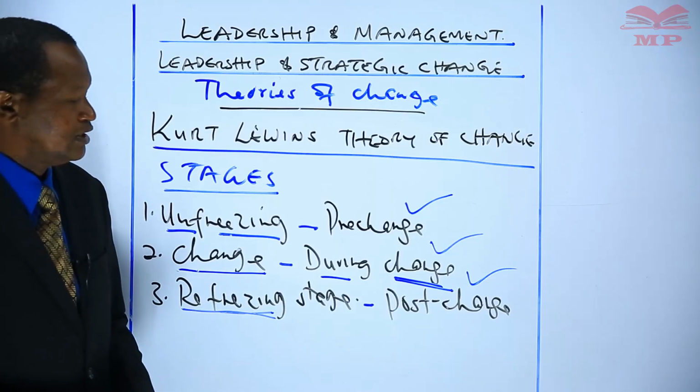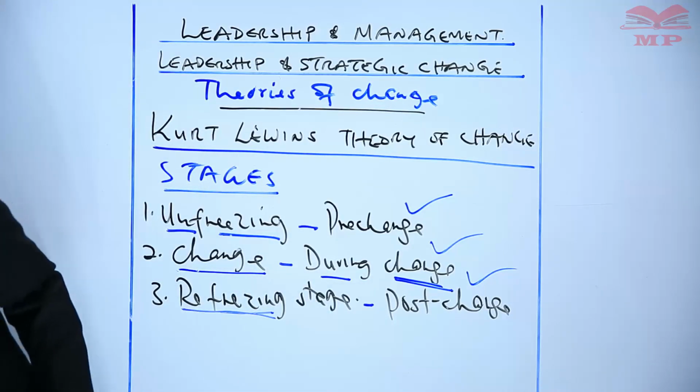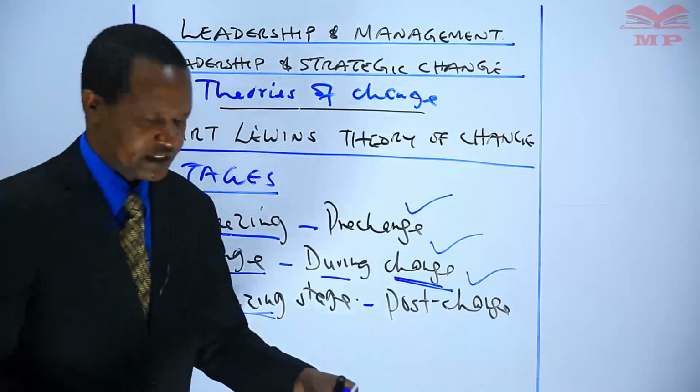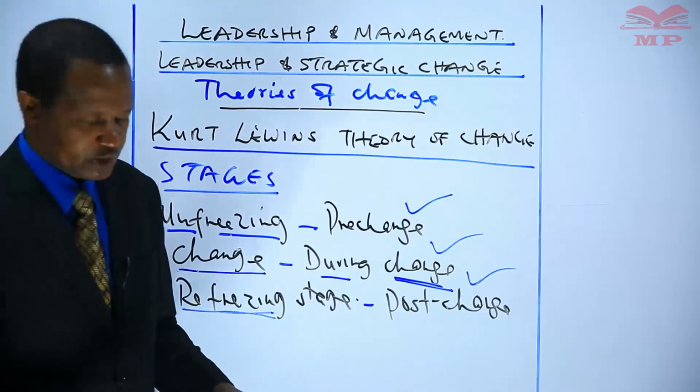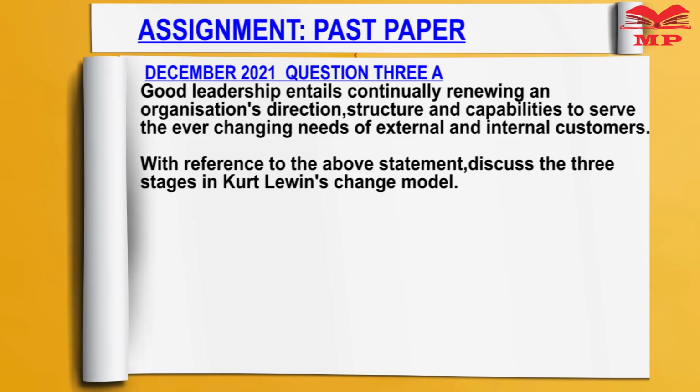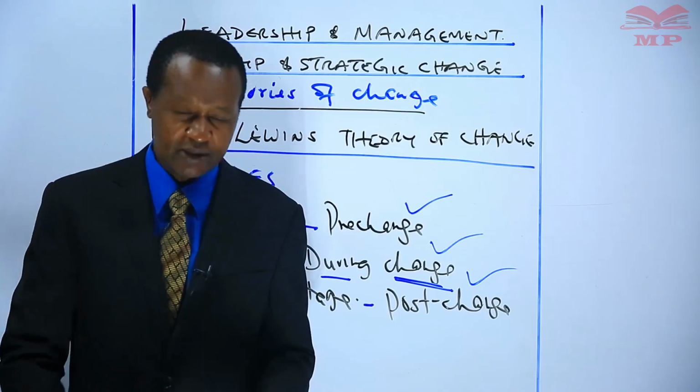Before we close the lesson, I'm going to give you one question. And this question was tested in the leadership and management paper that was done on Wednesday, 15th of December, 2021. The question is number 3, question 3. I read, good leadership entails continually renewing an organization's direction, structure, and capabilities to serve the ever-changing needs of external and internal customers. With reference to the above statement, discuss the 3 stages in Kurt Lewin's change model, 6 marks. Candidates, I want you to attempt that question.